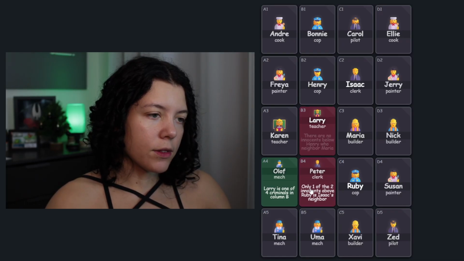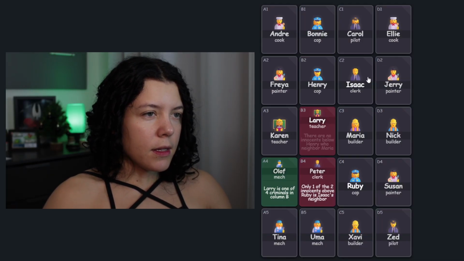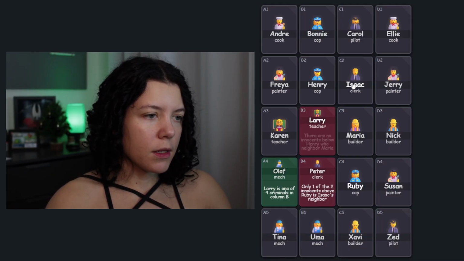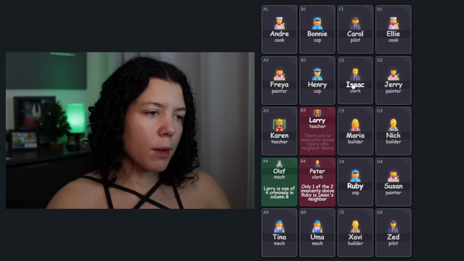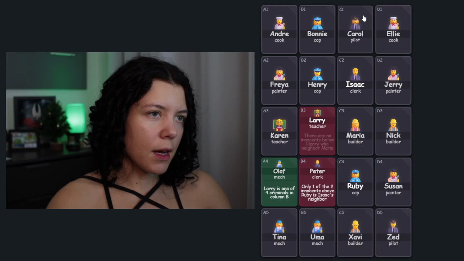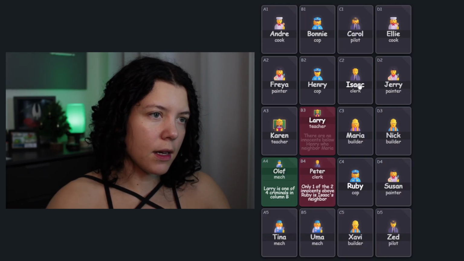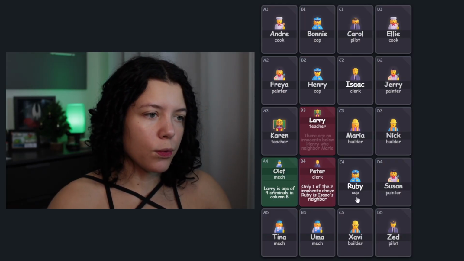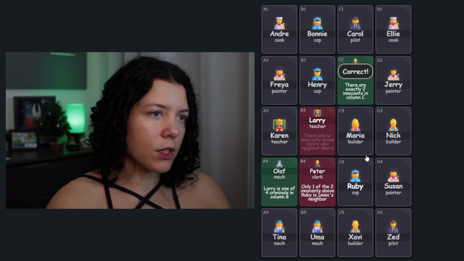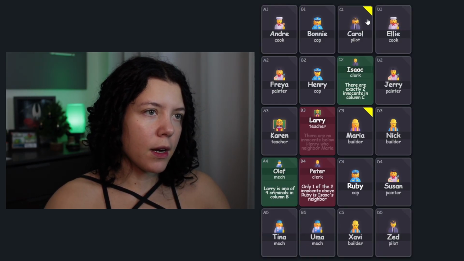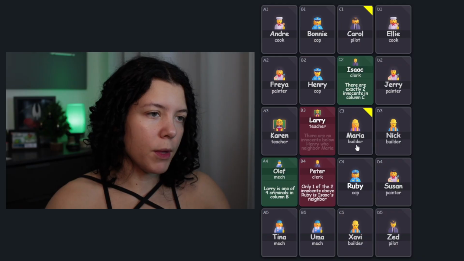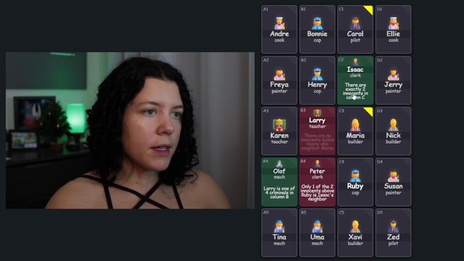And now Peter tells us that only one of the 2 innocents above Ruby is Isaac's neighbor. Isaac is also above Ruby. So if one of the people above Ruby is Isaac's neighbor, Isaac has to be the second innocent there. Otherwise, there wouldn't be room for a second innocent. So Isaac's for sure an innocent, and either Maria or Carol, who neighbor Isaac and are above Ruby, are the second one. Now Isaac tells us there are exactly 2 innocents in column C.